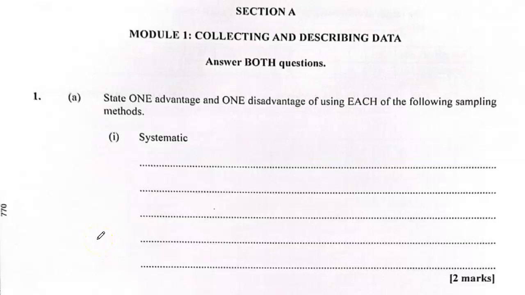Let's begin. State one advantage and one disadvantage of using each of the following sampling methods. So the first sampling method is systematic, and systematic is really a sampling method where the sample is selected from the population with fixed or periodic intervals. So let me begin with the advantage.